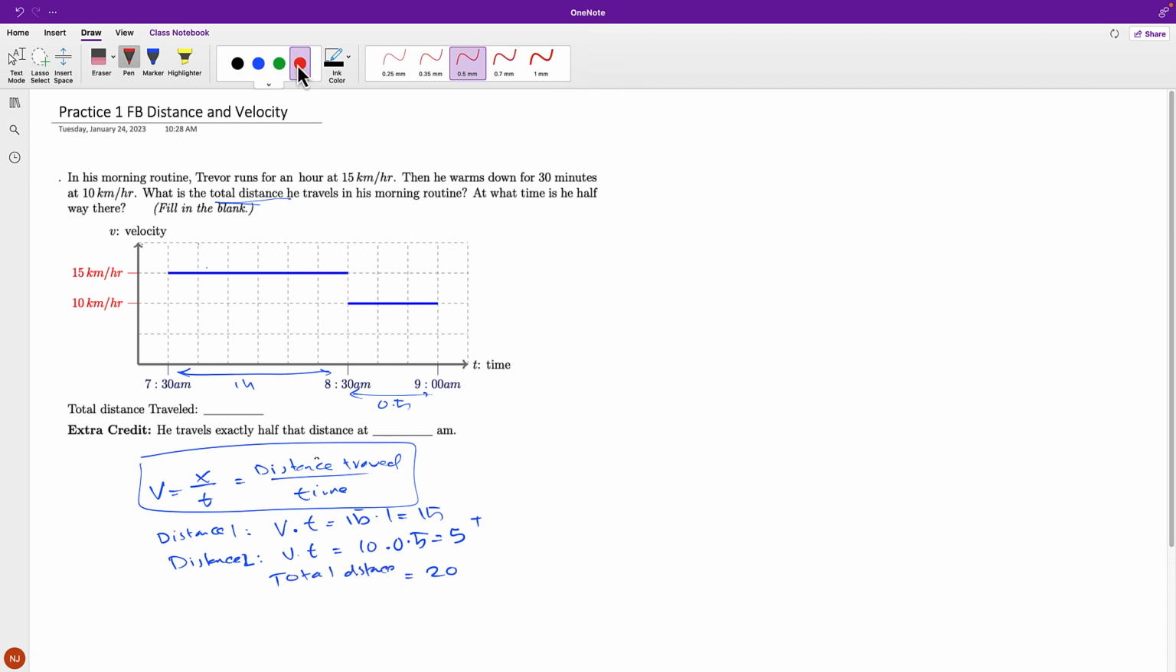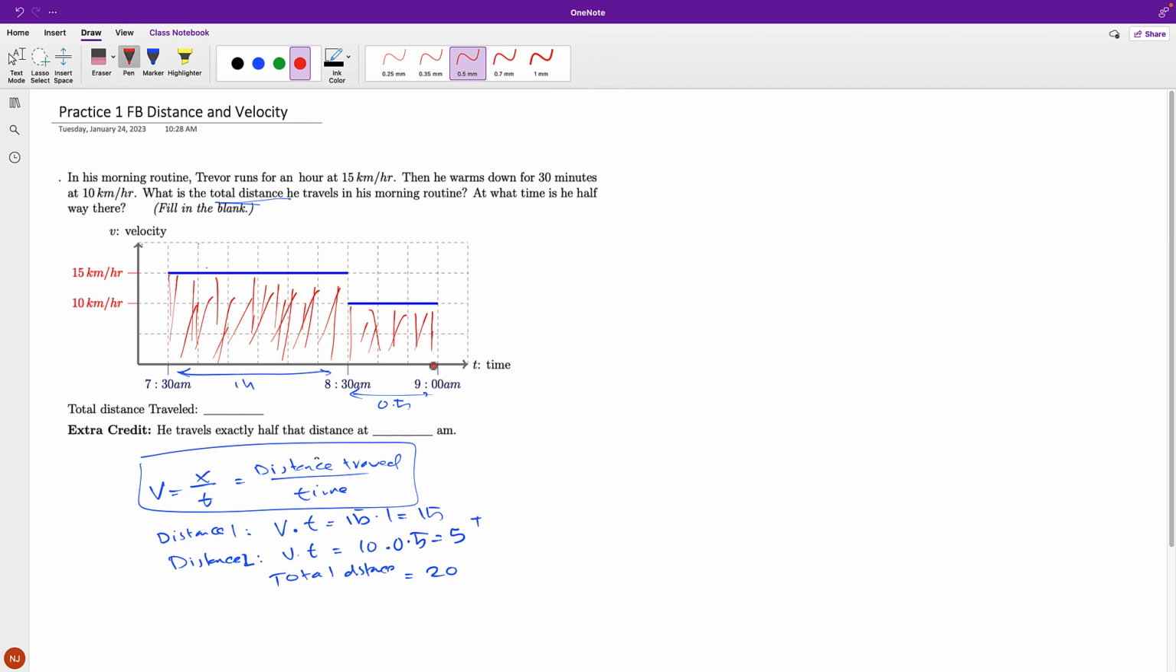I want you to notice this. Here, the y value is the velocity, and the x value is the time. So the area of this rectangle gives you distance 1, and the area of this rectangle gives you distance 2. So the total distance traveled is the area under the graph of the function from the beginning to the end.